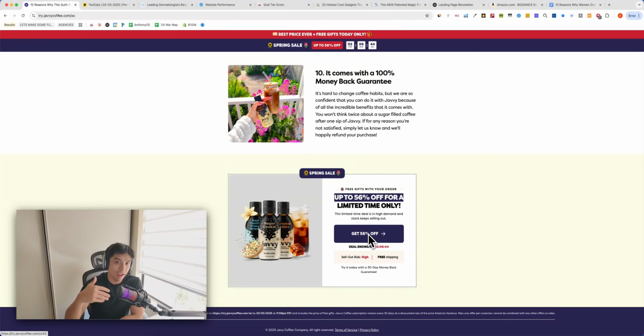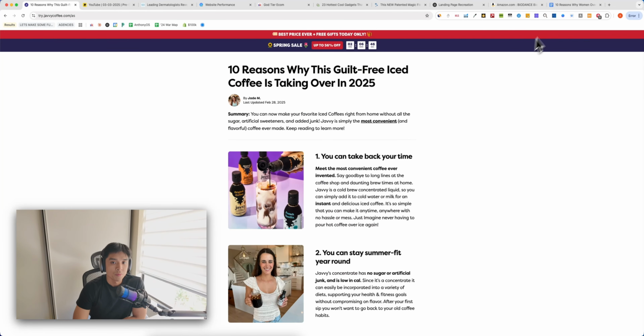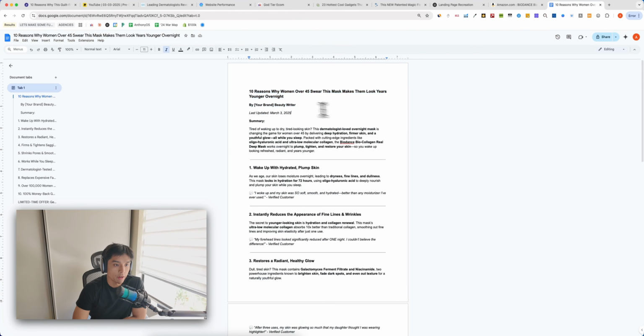They've gone through all that, and now they're on the sales page. So as you can see, all you need to do from this point is basically go into any page builder of your choice. You can go into Pagefly.